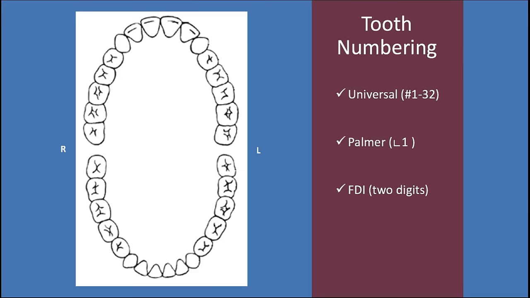Now let's start with the universal system first. And it's just like reading a book. You start in the top left corner, which is this tooth right here. And then you go from left to right.